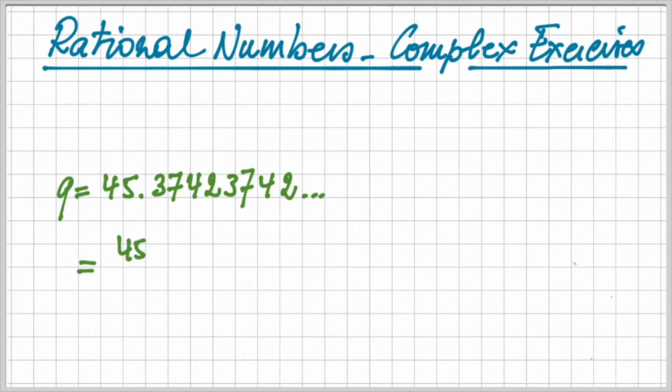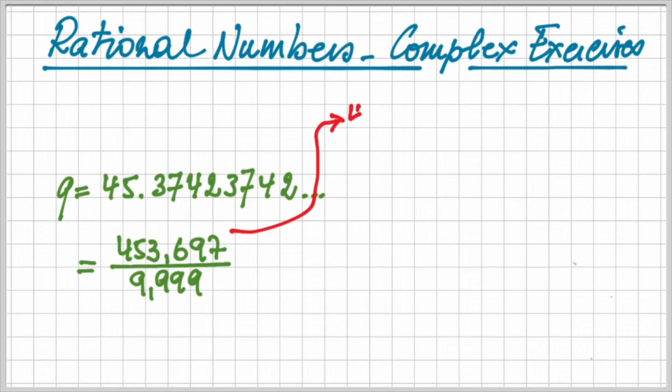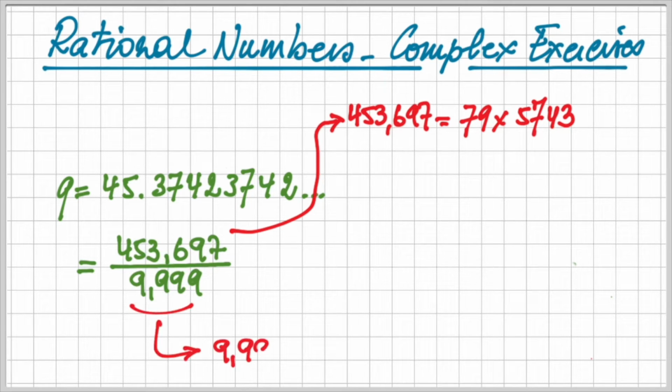We can write Q here, and we have to find the factorized form of these numbers. For 453,697, we see that this is a product of 2 prime numbers, 79 multiplied with 5,743. And for 9,999, we can say this is 3 times 3 times 11 times 101.